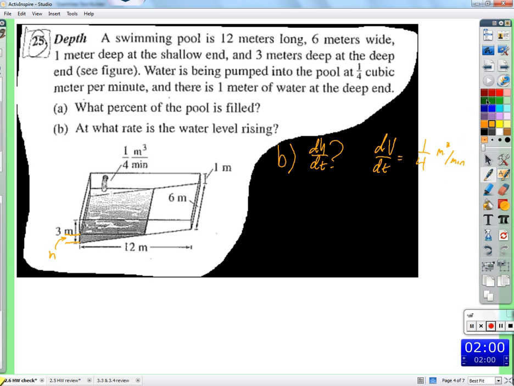At its very simplest, a related rates problem is one where I have an equation that has dH/dt in it. dV/dt is also in that equation, and I can replace dV/dt with 1/4. Right? It's all about solving for the variable. To solve for one variable, you need all other variables to be replaceable with numbers. Okay?